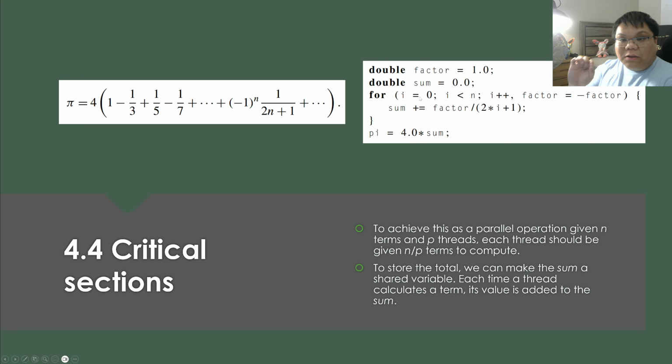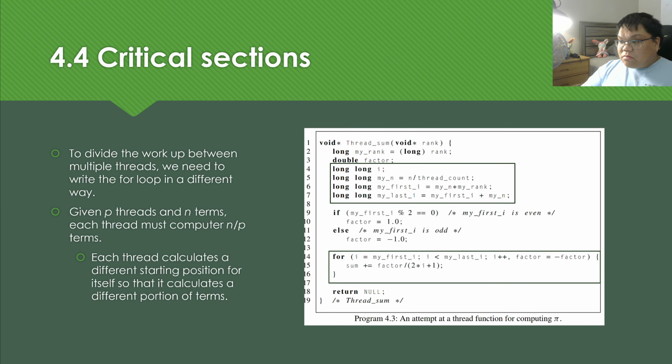For that to work, if this is a single threaded operation, that single thread is going to calculate all the terms one after another. But because we need to divide the work between multiple threads, we have to rewrite our for loop in such a way that each thread has its own starting and stopping position. It would look something like this. Yeah, that's quite a lot. And this is what makes parallel programming a lot trickier than serial programming.